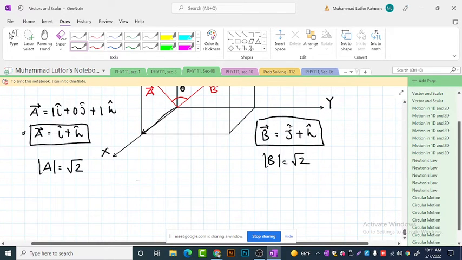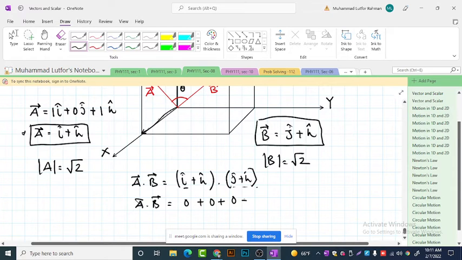Then I'm going to find A dot B over here, which would be i plus k into j plus k. Then i dot j is 0, i dot k is 0, because I multiply this i with the rest of the quantity of vector B. Now k dot j is 0 plus k dot k, which is 1. Am I right?